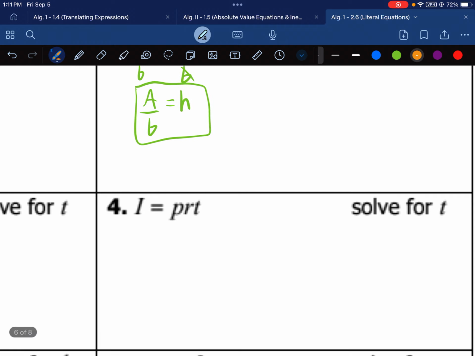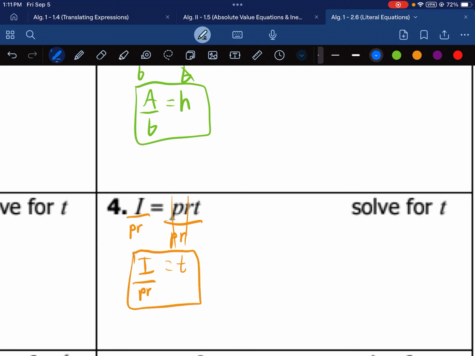On number 4 here, we have capital I is equal to PRT, and so we're supposed to solve for T. So T is being multiplied by both P and R, so to undo that, we'll divide by both P and R. And P divided by itself is 1, R divided by itself is 1, and we're left with 1T, or just T. Now if we divided one side by both P and R, we have to divide the other side by the exact same things. And I don't know what I divided by PR is, so I just write I over PR. This is basically kind of like lazy math, to where we start something, but we essentially don't finish because we can't.